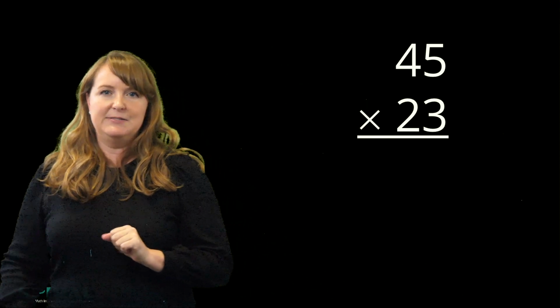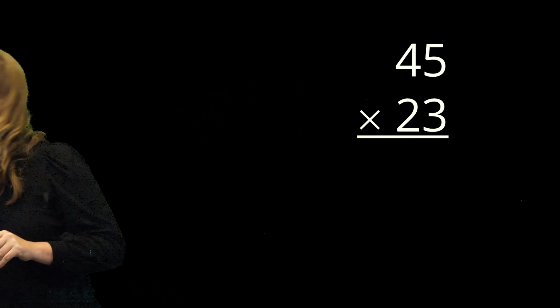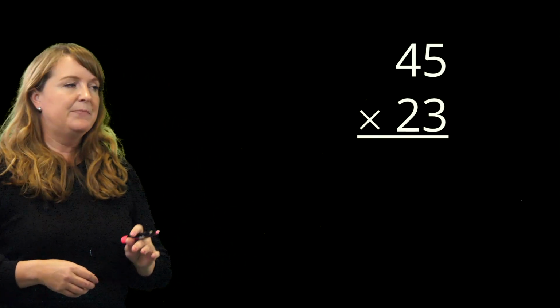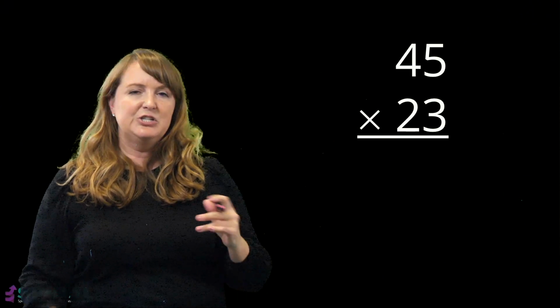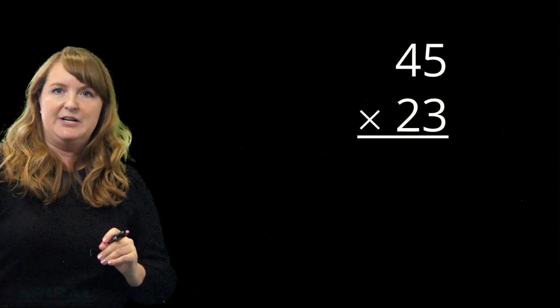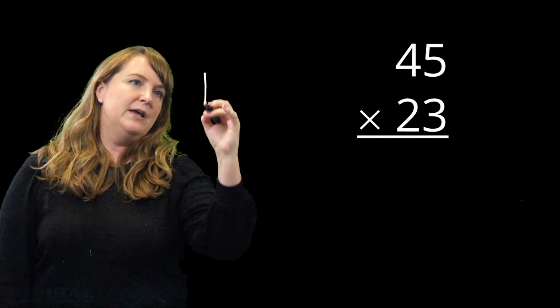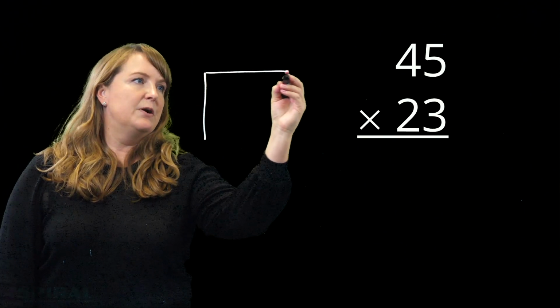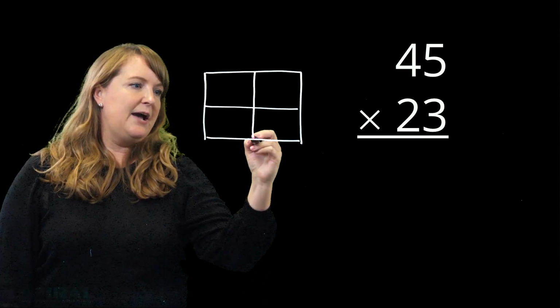Now to use the lattice method, I need to set up my multiplication. So I'm going to get out a few of my different markers here. First I think to myself, what am I multiplying? I have two factors. Each factor has 2 digits. So I'm going to set up a grid that has 2 columns and 2 rows. I'll go ahead and set that up right here, just like that.